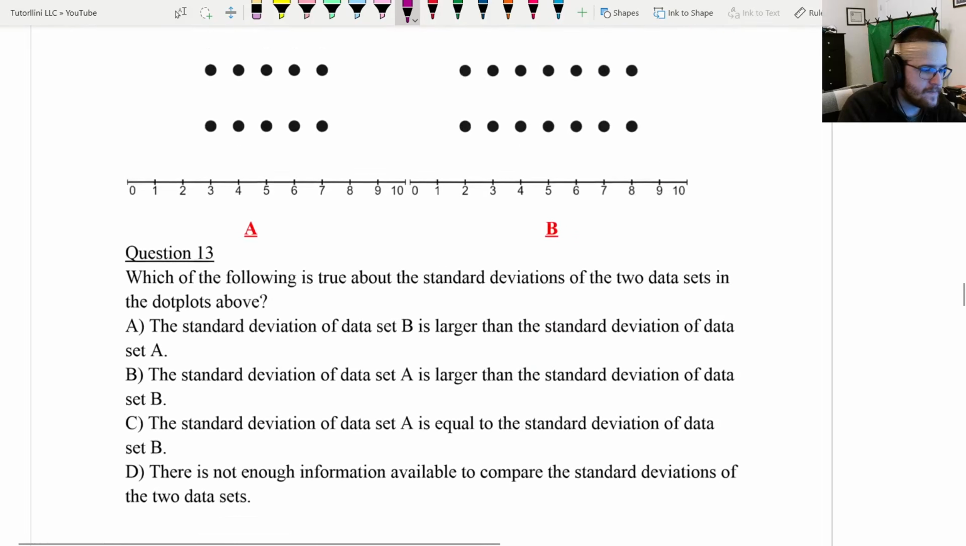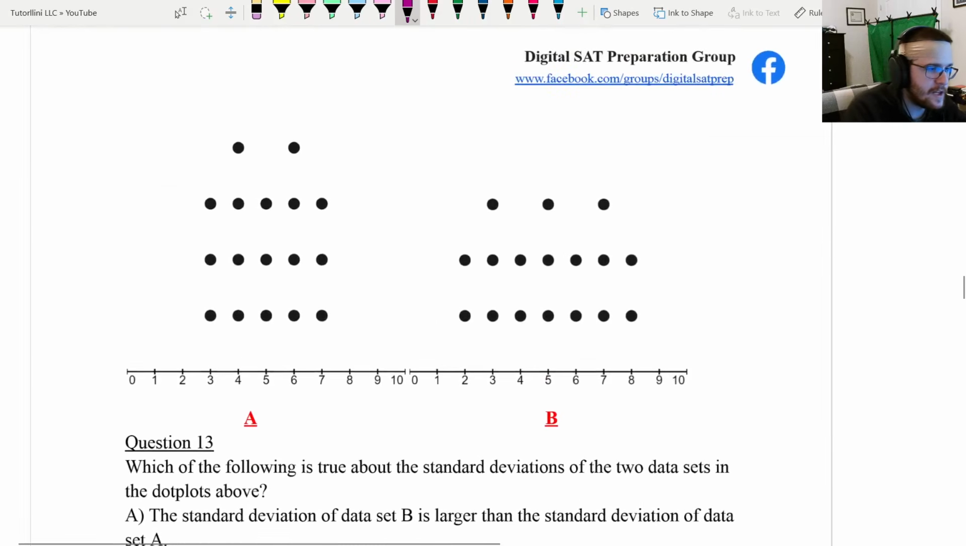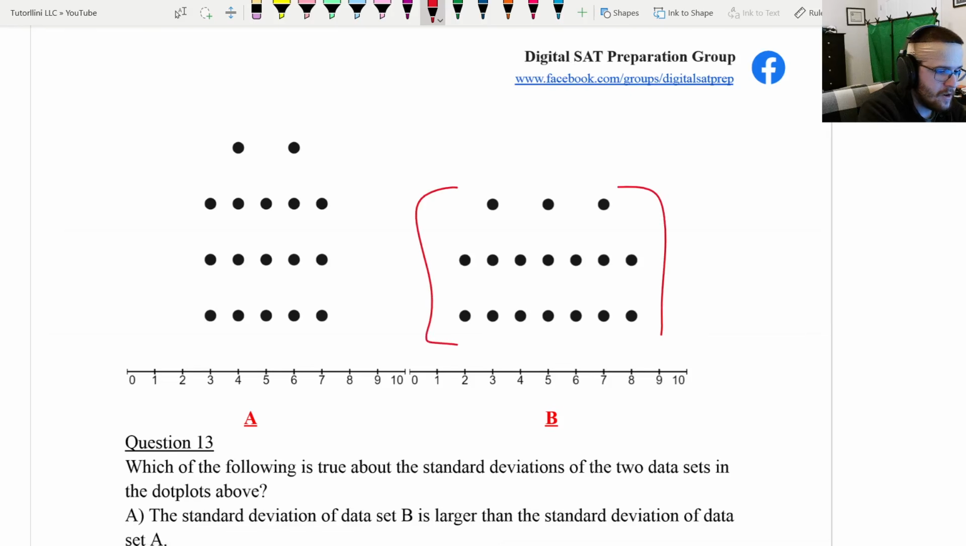Great, let's keep going. Okay, this one wants us to compare the standard deviations. I'm not even going to look at the answer choices. I see that these guys are more spread out. They go from like 2 to 8. And the other one is more packed together, 3 to 7. So more spread out means it's got a higher standard deviation.